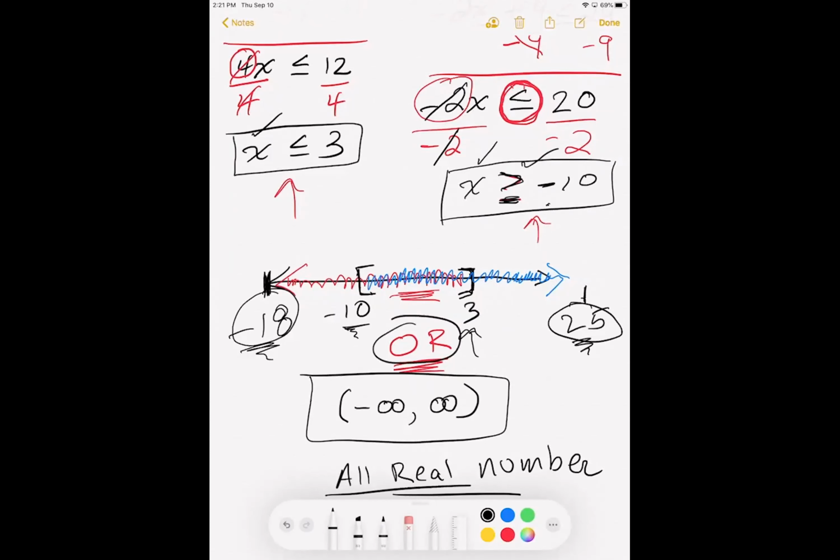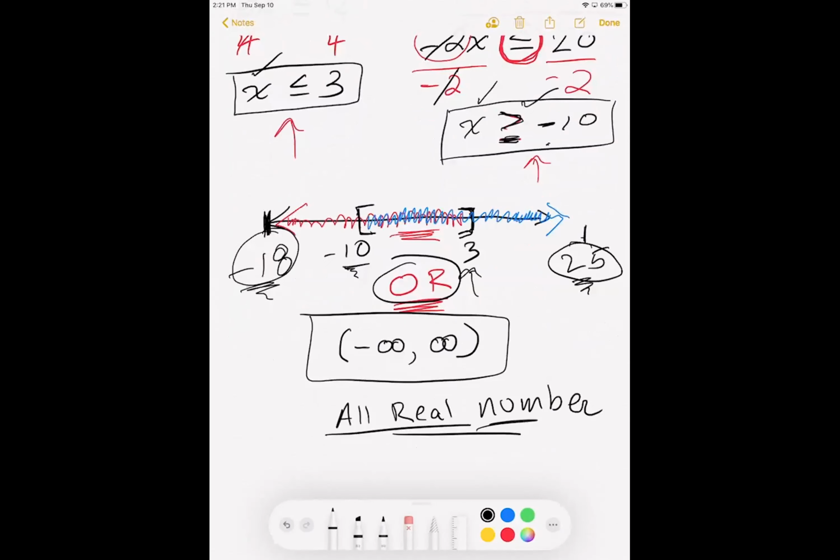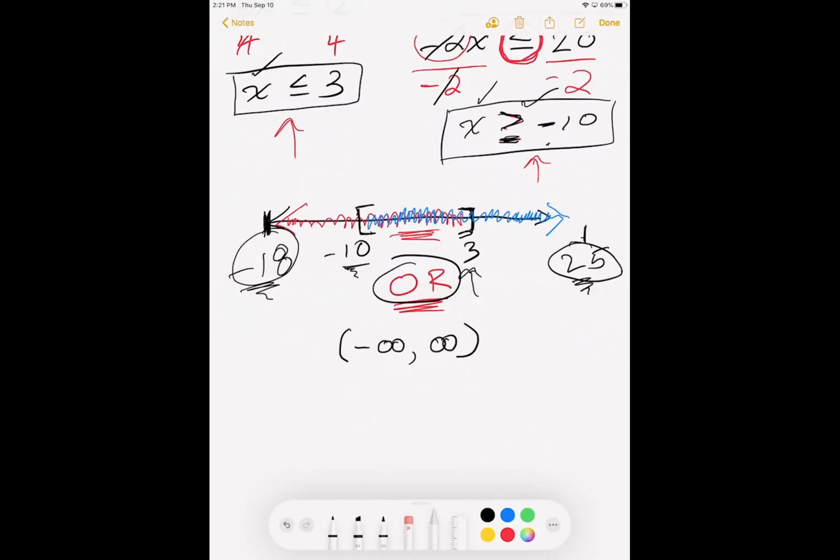The OR is either one or the other. It doesn't have to be both, okay? And that's why it doesn't matter what number you choose. As long as you choose a number, it will fit the description that is smaller than 3 or bigger than -10. And that's why your interval notation will be from -infinity all the way to +infinity. It basically tells you that it's all real numbers, okay?